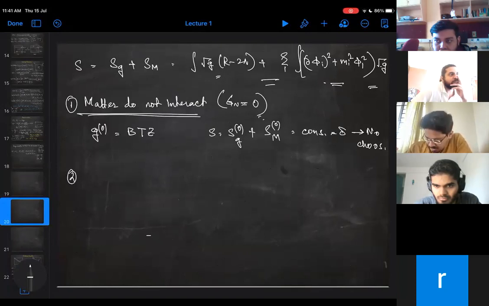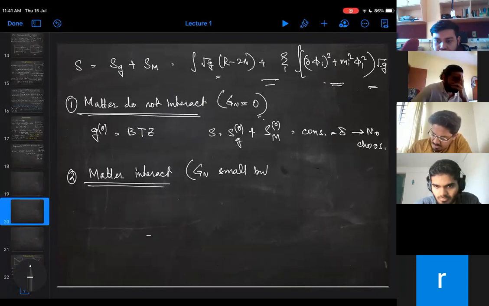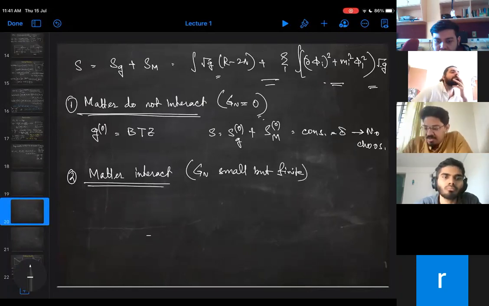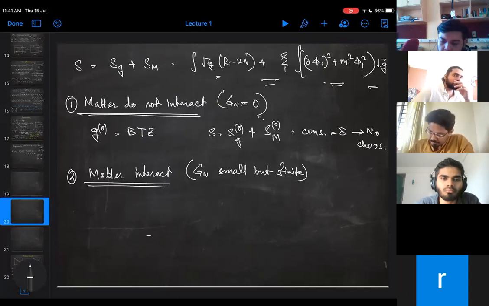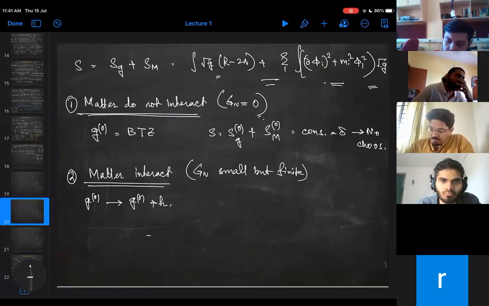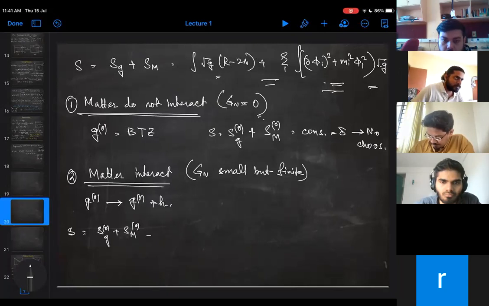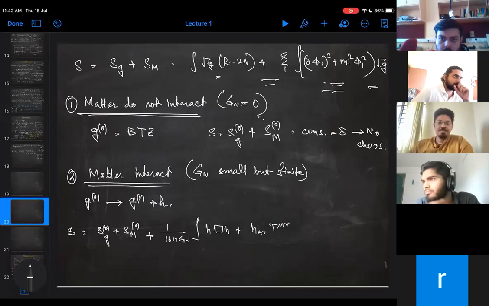The next thing is to let the matters interact. Which is like taking G Newton small, but finite. So as I said, they interact only from back reaction. So one matter actually back reacts on the geometry and the other matter senses the graviton and vice versa. So when you take this back reaction, now your G0 goes to G0 plus some H. So now you linearize this action. There's this constant piece, plus now the new pieces actually come from linearization. This is like some new matter. Okay.